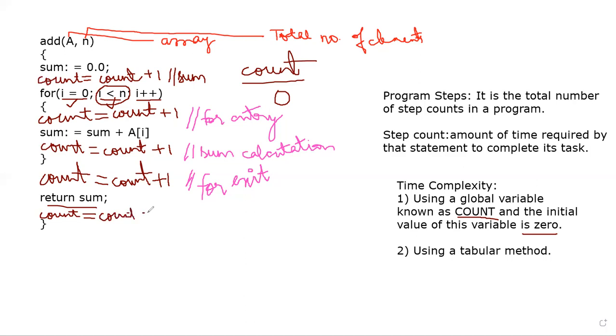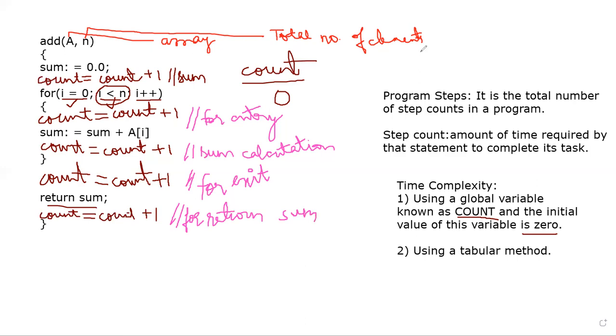Count is equal to count plus 1. Okay, so this count value is for what? This count value is for returning the sum value, for returning sum.